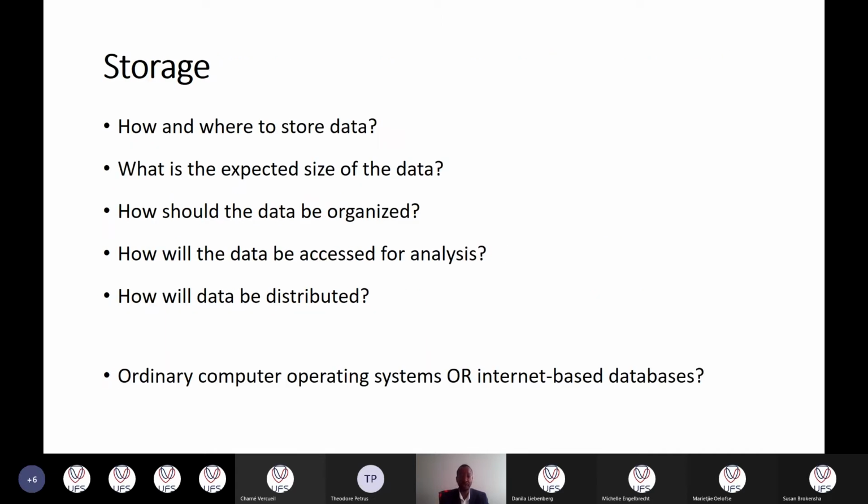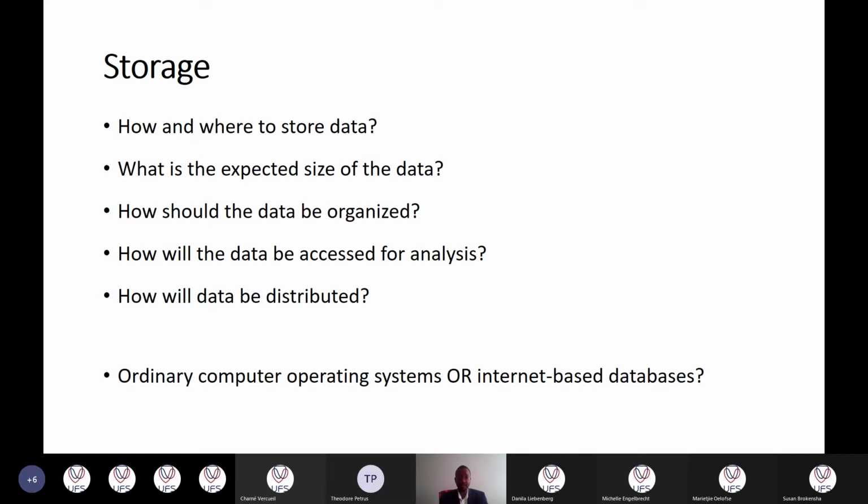How do we then store and ask questions? How and where to store data? What are the expected sizes of the data? How should the data be organized? How will data be accessed for analysis? And how will it be distributed?